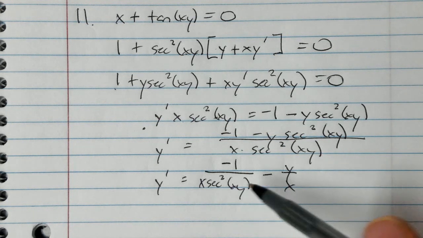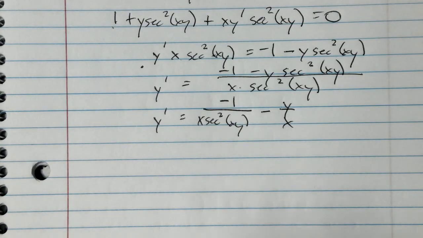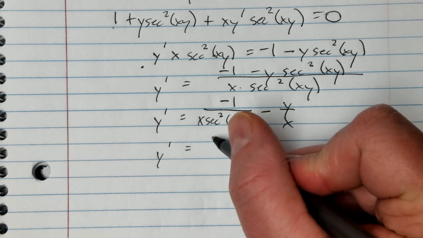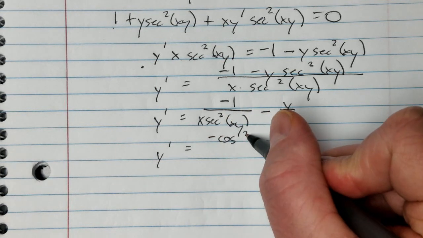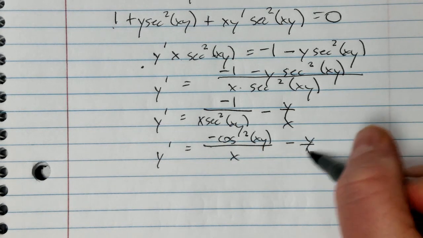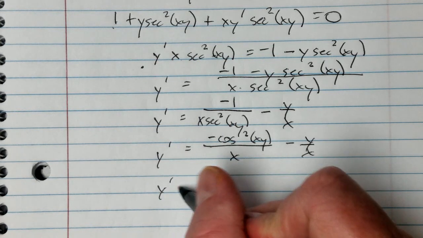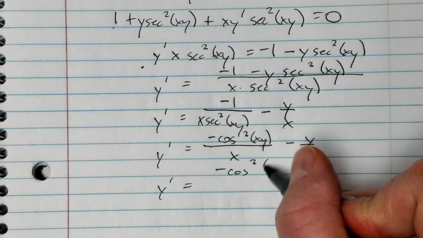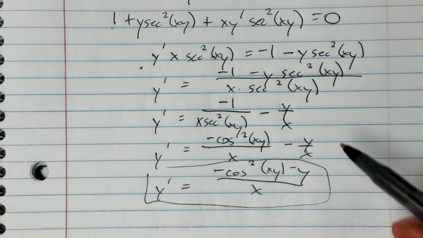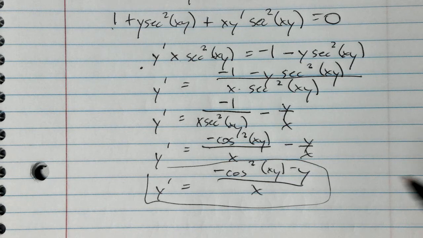The reason why they're doing that is because if you have 1 over secant squared, we know that's equivalent to cosine squared. So we have negative cosine squared of xy over x minus y over x, and then those can just be combined. So you end up with negative cosine squared xy minus y, all of that over x. So the whole purpose of this is to use an easier trig function.